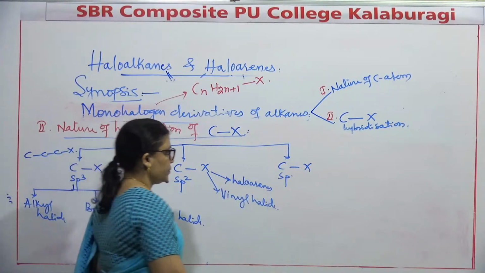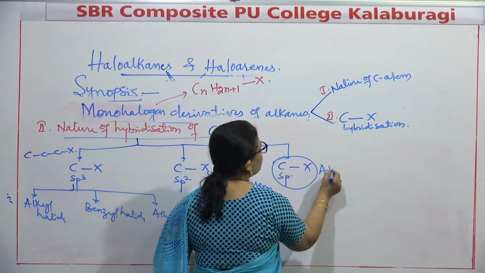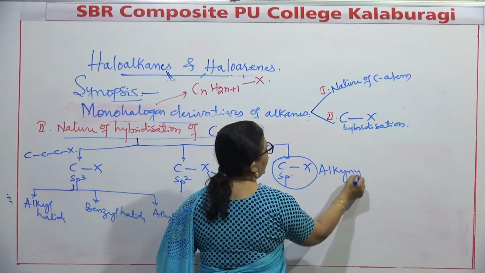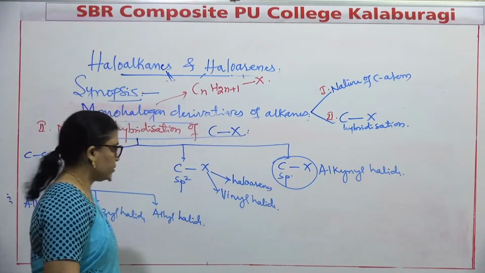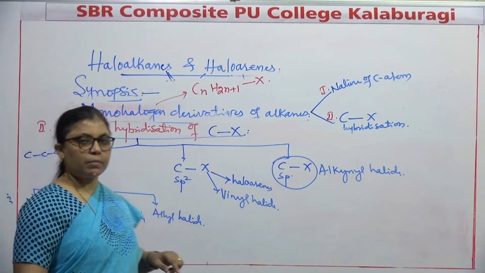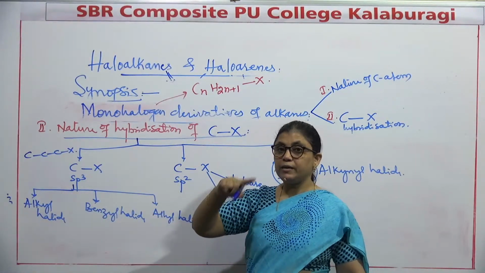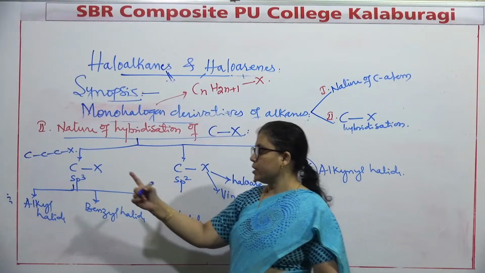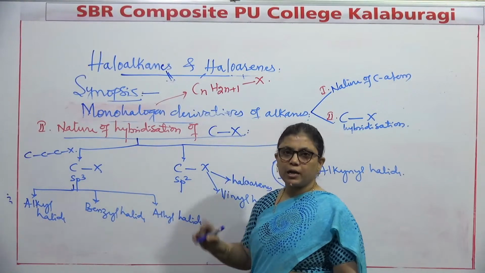Vinyl halide. Carbon sp hybridized are what? Alkynyl halide. So we can say that whenever the carbon containing halide is sp3 hybridized, they may be alkyl halide, they may be benzyl halide, they may be allyl halide.